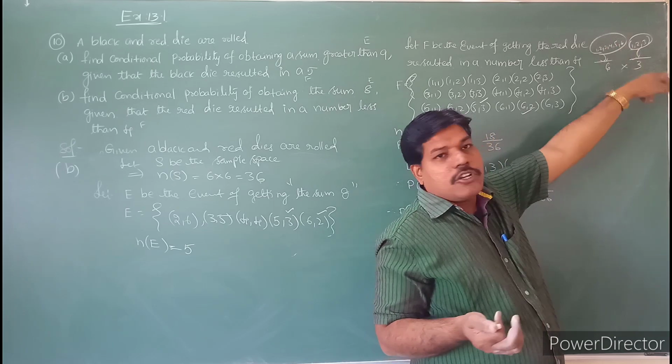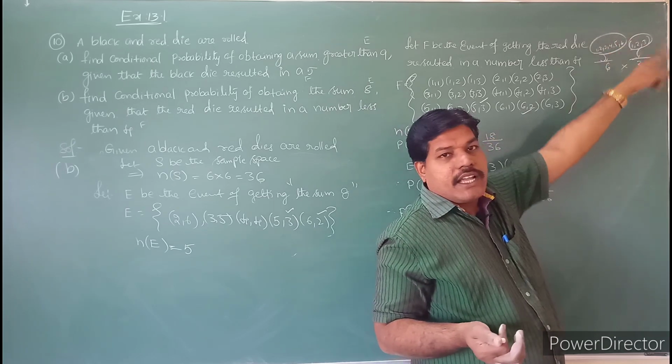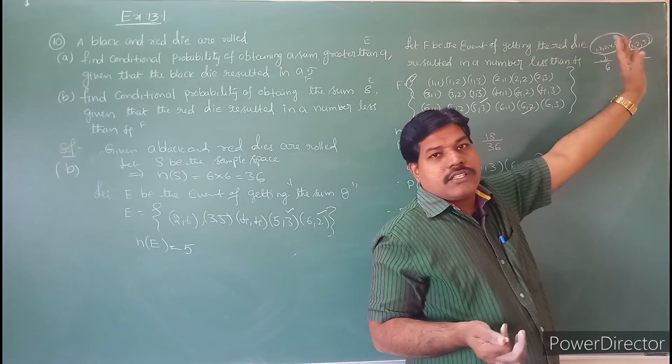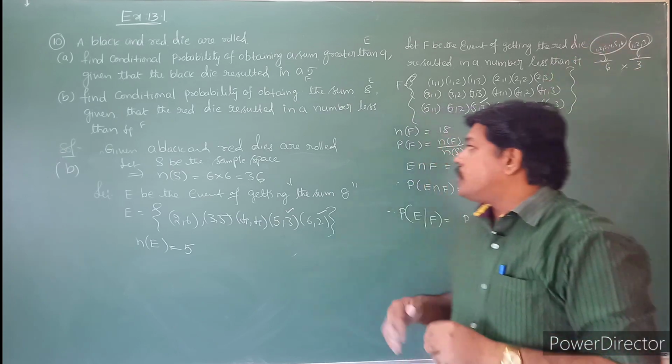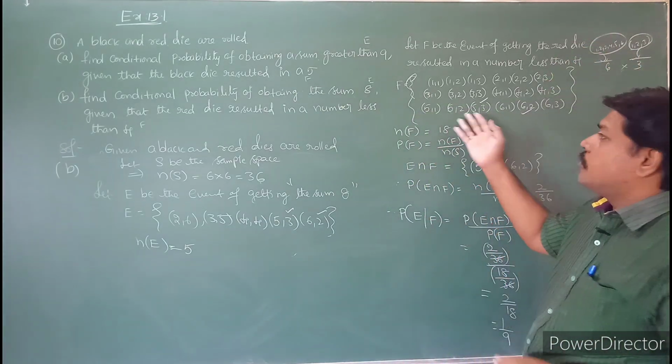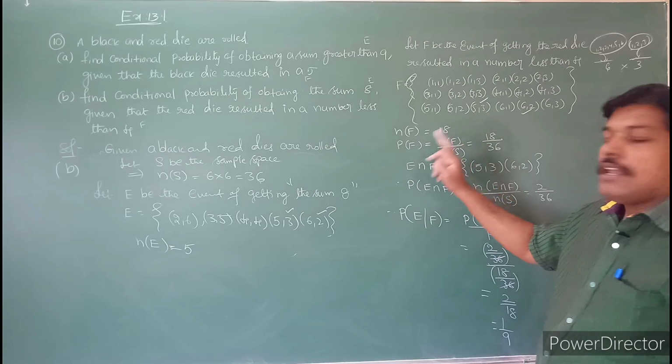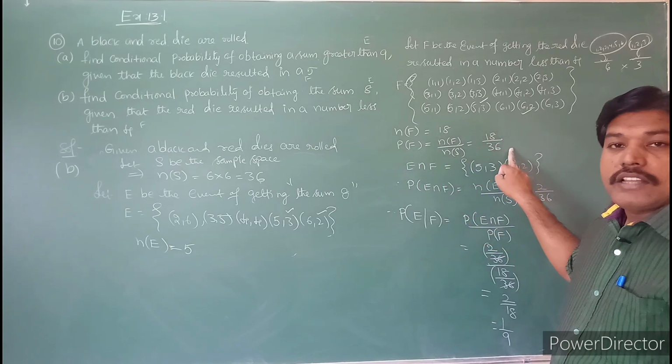So what are the pairs possible? 1, 1, 1, 2, 1, 3. Next 2, 1, 2, 2, 2, 3. Next and so on 6, 1, 6, 2, 6, 3. So those are the possibilities here. n of F is equal to 18. P of F is equal to 18 by 36.